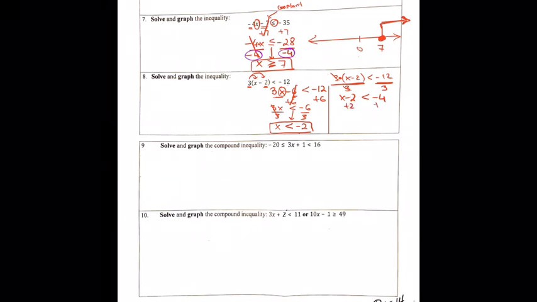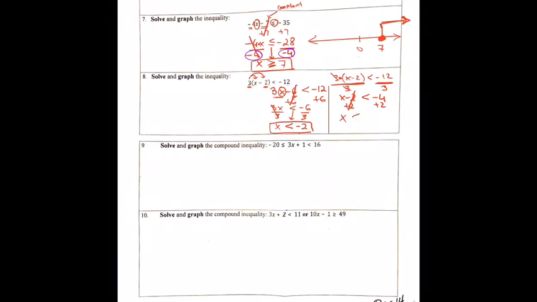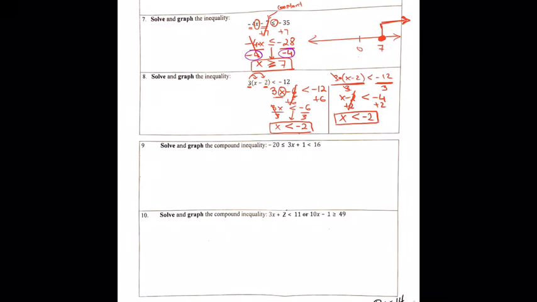Now I can add a 2 on both sides to get rid of that 2 and get x by itself. So x is less than -2. So both methods give me the same result, x less than -2.